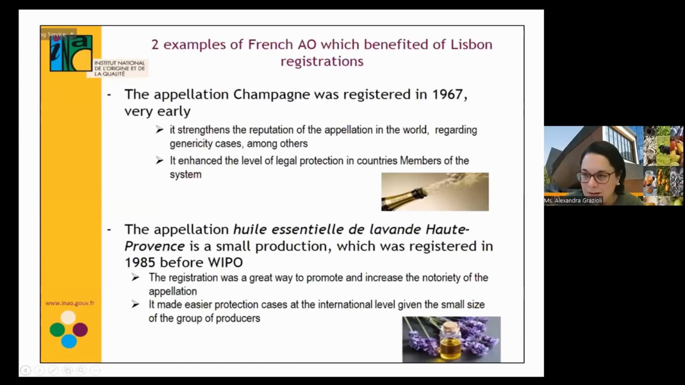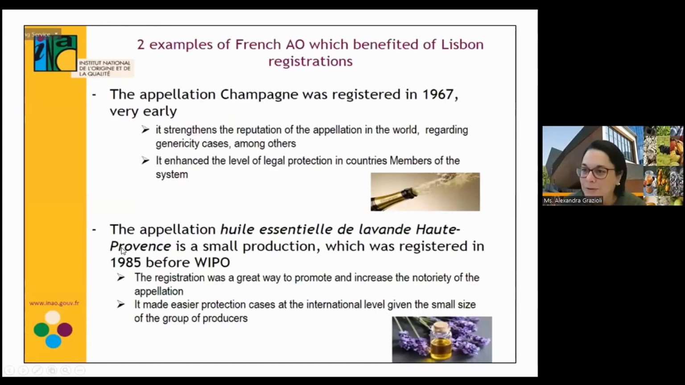We have also, and you may have heard this example already, France, the biggest applicant in the system. So French producers of GIs see the value of the Lisbon system for very important GIs in terms of production and also worldwide distribution of the product, like champagne. But they are also using the Lisbon system for very small niche production, such as the essential oil of Haute-Provence, which is indeed a very niche production.